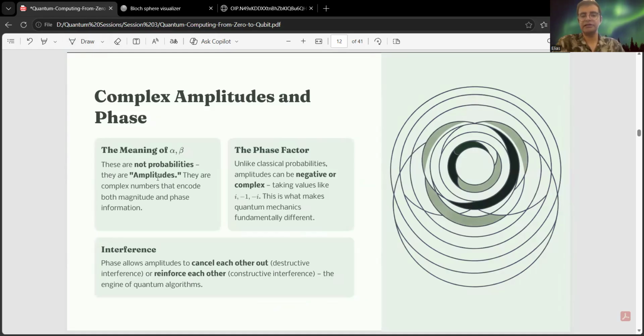So alpha and beta, again, they are amplitudes. They are not probabilities. Just have this in mind, as we need to discuss it more later on. And also we have the phase factor. Unlike classical probabilities, amplitudes can be negative or complex. For example, your amplitude can be -1 or -i or i. But this is not possible in a classical computer, right? Because your state is either 0 or 1. We cannot say my bit value is -i.